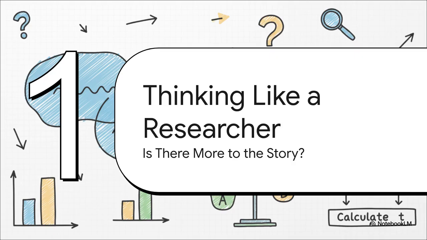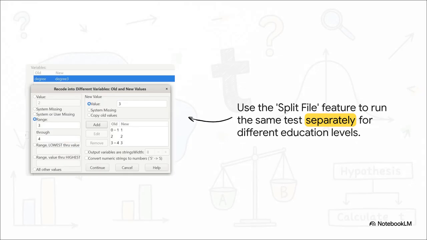Okay, so we've found a significant difference, but is motherhood the only thing going on here? Could there be another factor, maybe something like education that's playing a role? This is when we have to start digging deeper. And a fantastic way to do that is with a feature called Split File. Basically, this tells the software, hey, run that exact same t-test you just did, but do it separately for each educational group in my data. It's like running 3 different studies all at once.